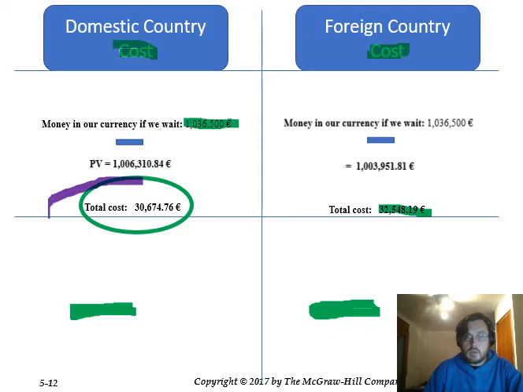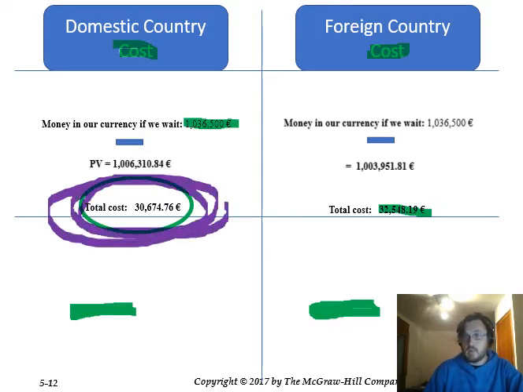Of course, that's why this circle is here. We want the one that is cheaper. The one that is cheaper is going to give us more money today. So that's the one that we want. But that's not the end.